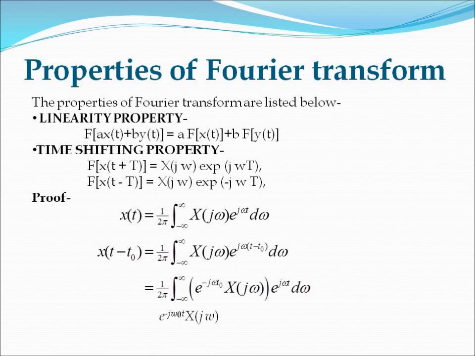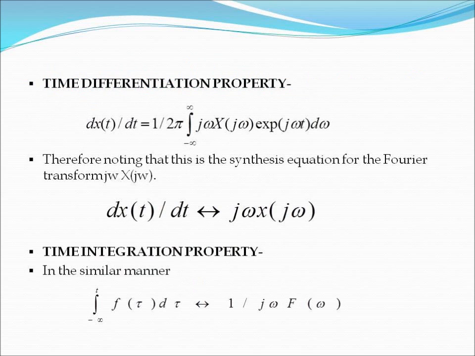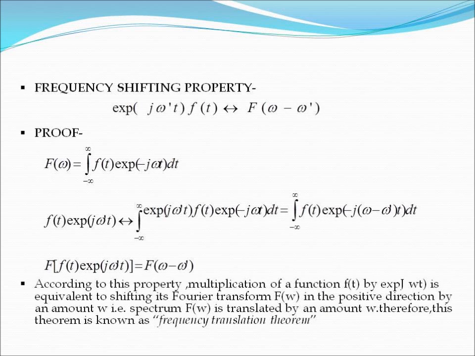Some of the properties of Fourier transform and their proof are given below. The linearity property, time shifting property, time differentiation property, time integration property, frequency shifting property, and time scaling property. The frequency shifting property and time scaling properties are of great importance.